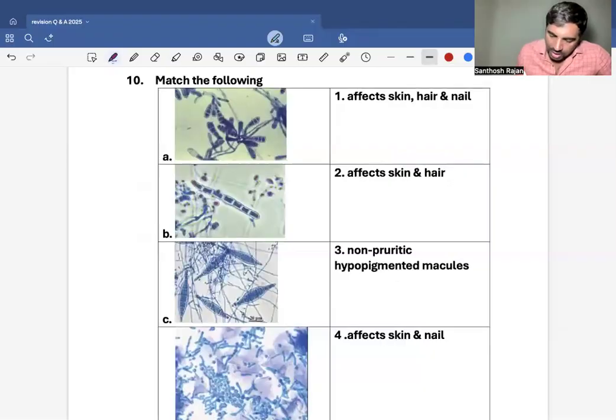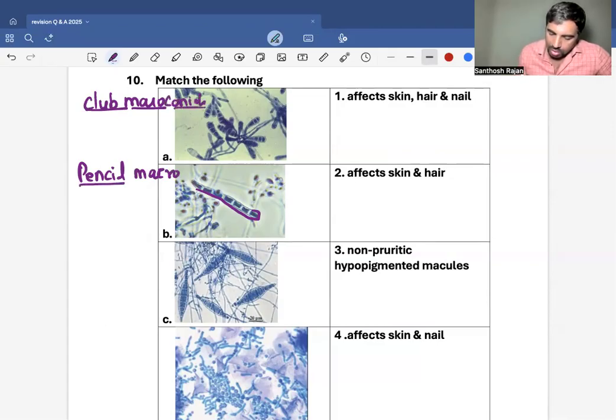The first picture, I'm seeing a club shaped macroconidia. Second one, this is a pencil, so I'm saying pencil shaped macroconidia. Third one looks very much like a spindle. Spindle shaped macroconidia I'm seeing.